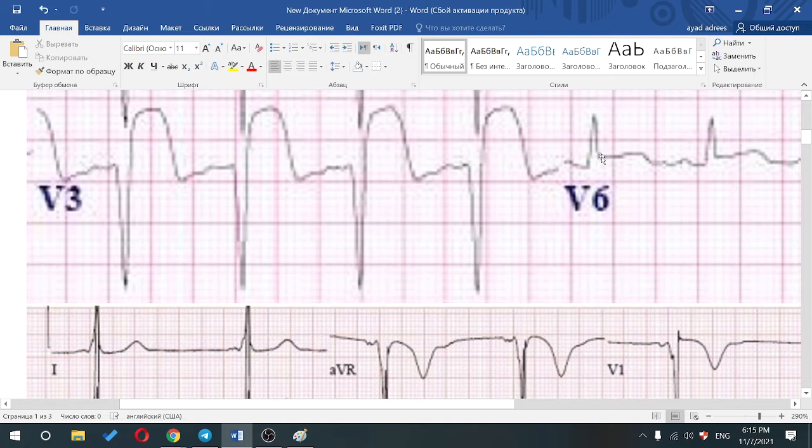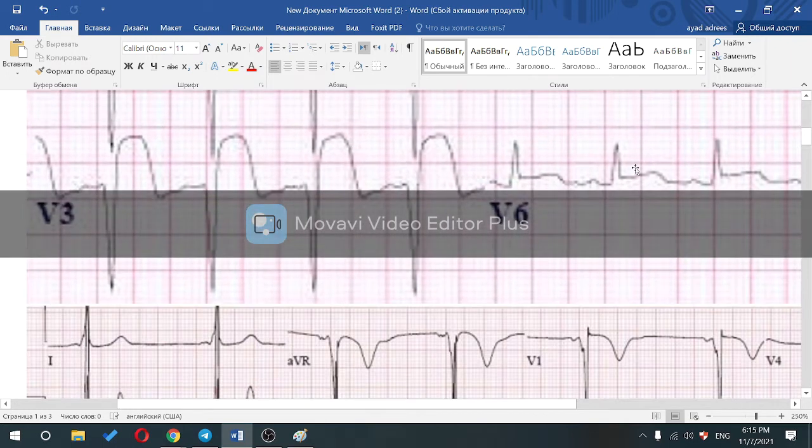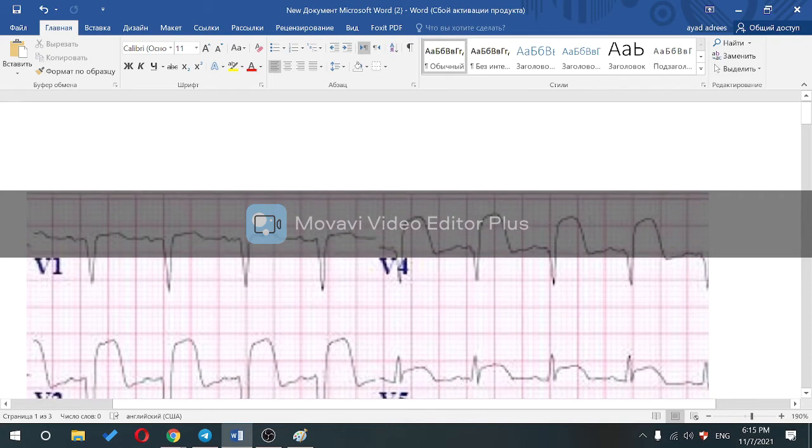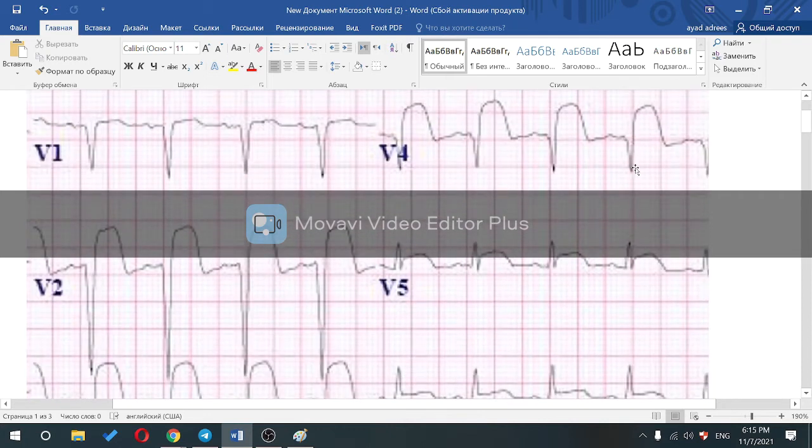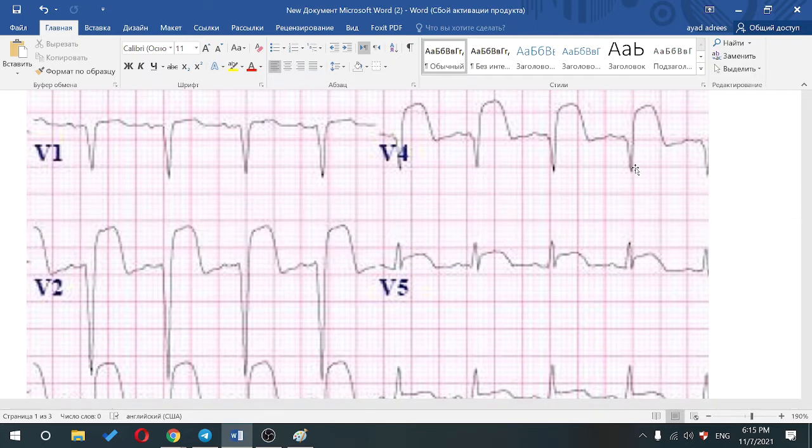And you can see, after you have drawn the line, this is the ST segment, and it's much higher than the PR segment. This is an ST segment elevation myocardial infarction. This is a transmural MI. Guys, what will you give the patient for the pain in this case?